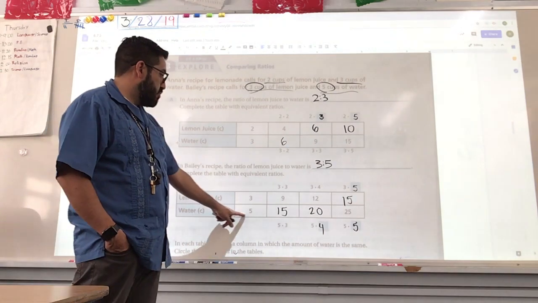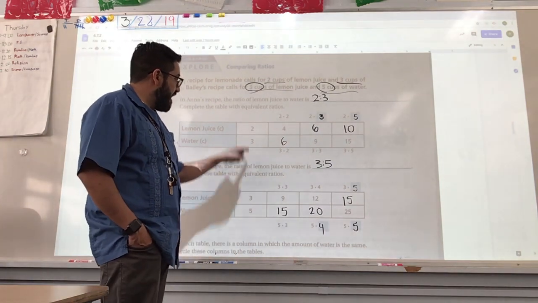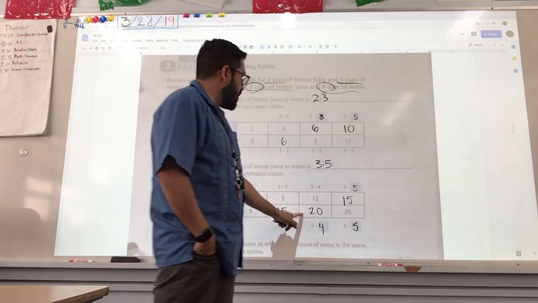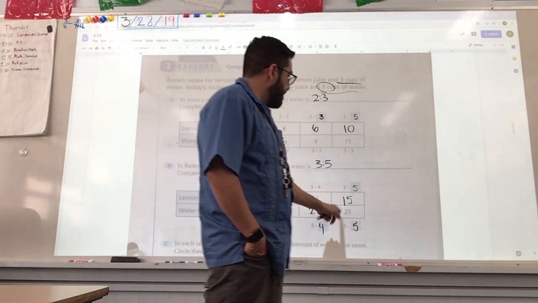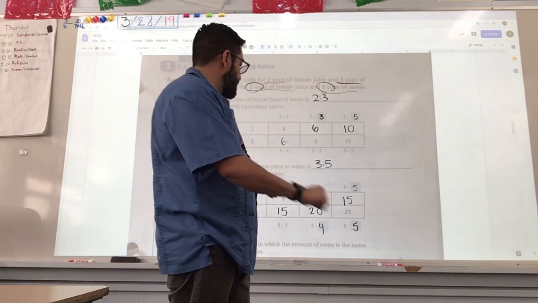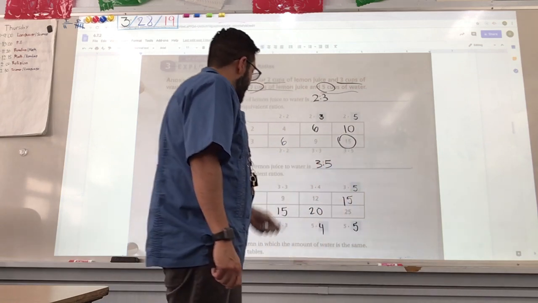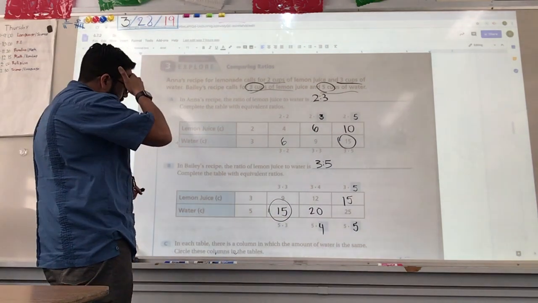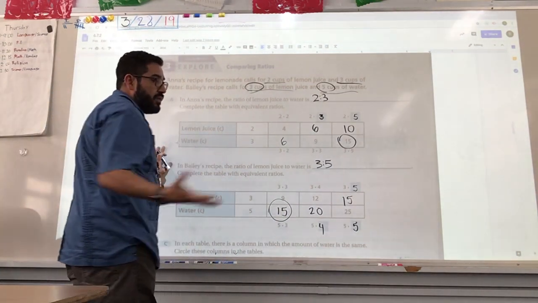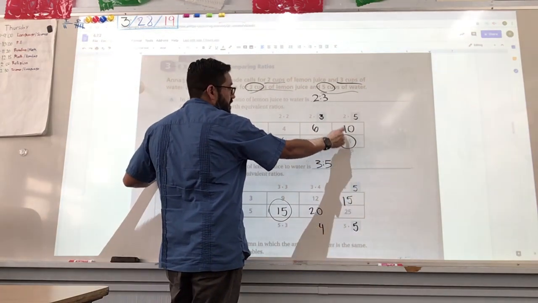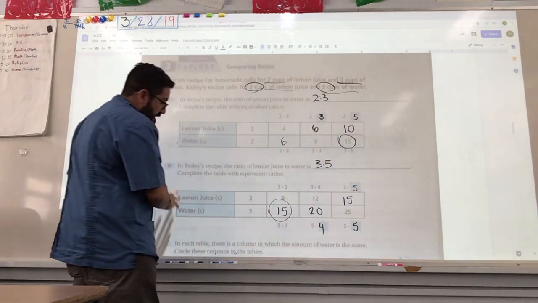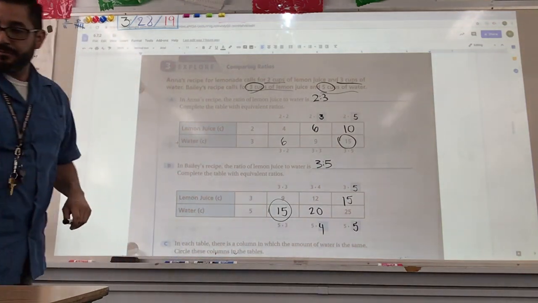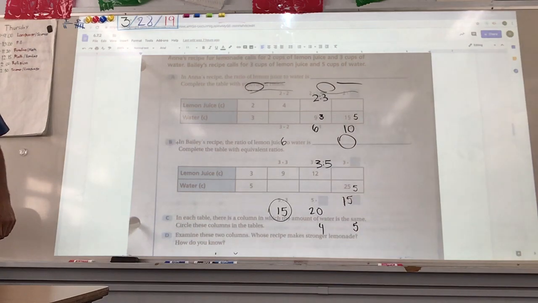Okay, these are columns in which the water is the same. So let's look here. Where do we have water that's the same? 5, 3, no, that doesn't work. 15, 6, that doesn't work. 20, 9, no. 25, 15, no. But I have a 15 here, and I have a 15 here. So, in Anna's, when we look at 15 cups of water, we're using 10 cups of lemon juice. In Bailey's, when we have 15 cups of water, we're using 9 cups of lemon juice. We're going to use that to answer D.